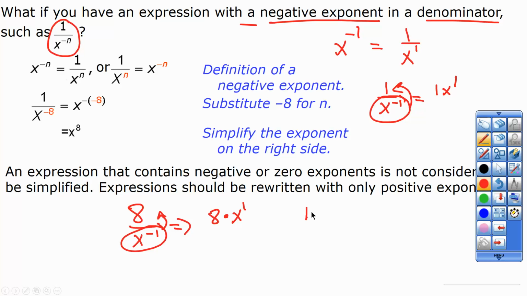If I had 10 divided by x to the negative 2nd power, what does that become? That's 10 times x to the positive 2nd power. Wherever your negative exponent is, if your negative exponent is on the top, then it's going to go to the denominator. If your negative exponent is on the denominator, then it will end up at the numerator, and you will multiply it times whatever happens to be up there.